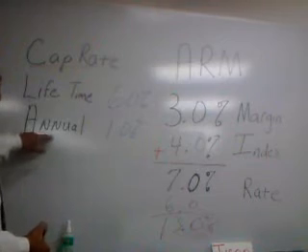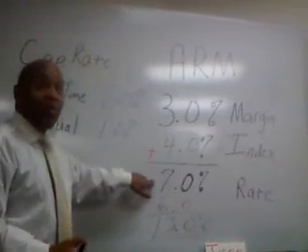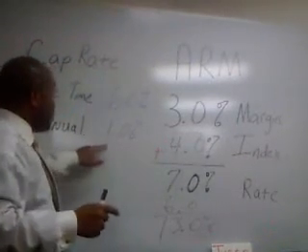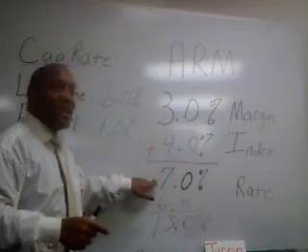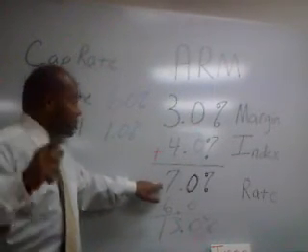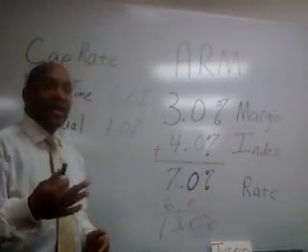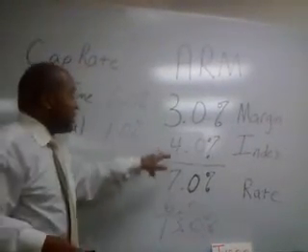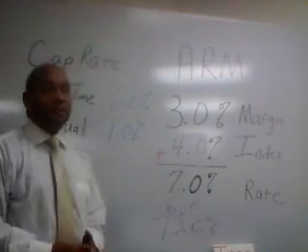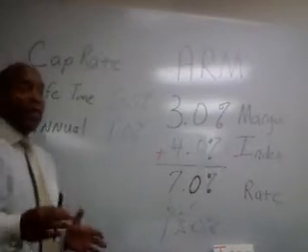Now, the annual cap rate is the most that the rate can go up in any one given year. So if they have an annual cap rate of 1%, the most this rate can ever go up in one given year would be to 8%. And then the next year, if it's at 8% and the rates fluctuate because the index changes, it can only go up 1% that year. So those are the features in an adjustable rate mortgage.